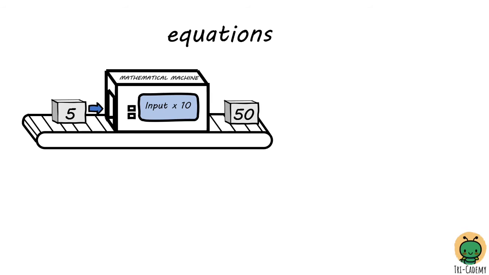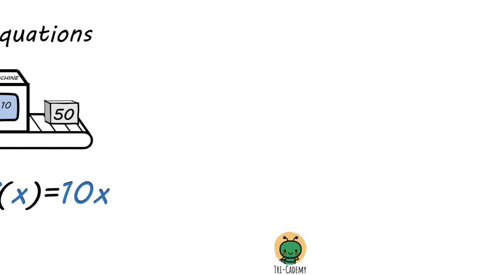And the way to represent a function is through equations. For instance, in our example, the function is represented as f of x is equal to 10x. Now, what does f of x is equal to 10x mean? It means that for any input or number x, the function will produce an output equal to 10 times x. And to gain more understanding, let us look at another example.